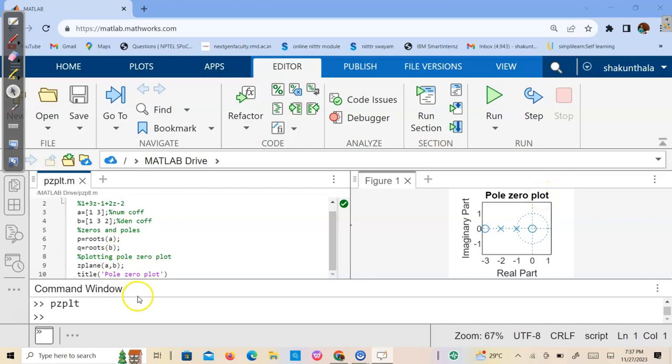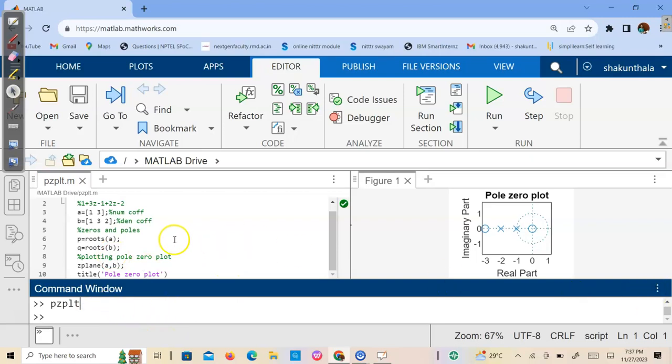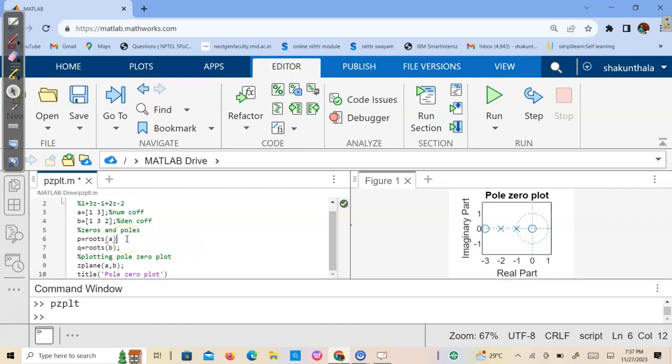Suppose when coming to the command window, actually these are the roots, right? These are the zeros and these are the poles which we have to view in the command window. But when we see the command window, nothing is there, just the file name is displayed. Suppose we want to display the roots. What we can do is just remove this semicolon. What do you mean by that?